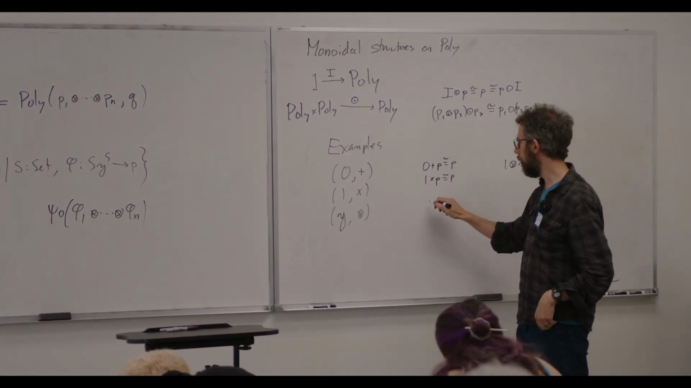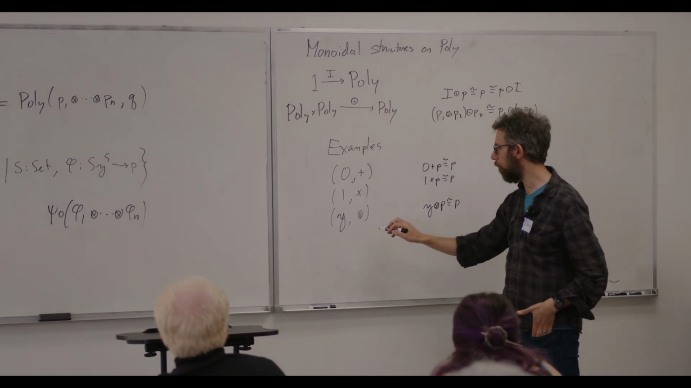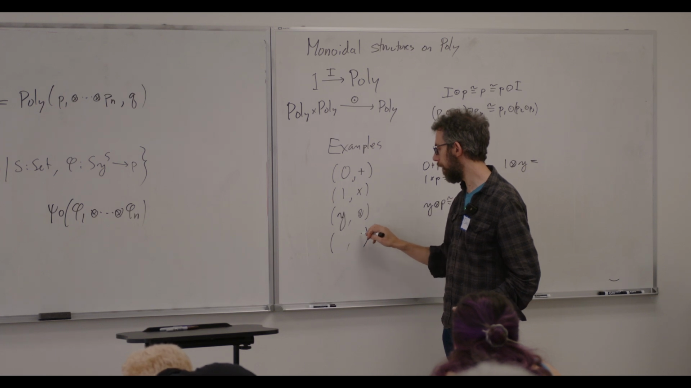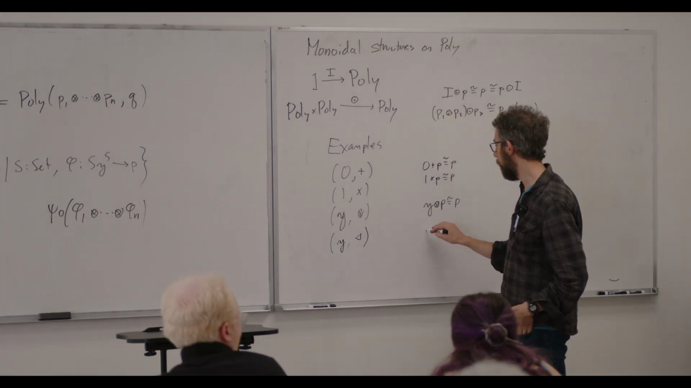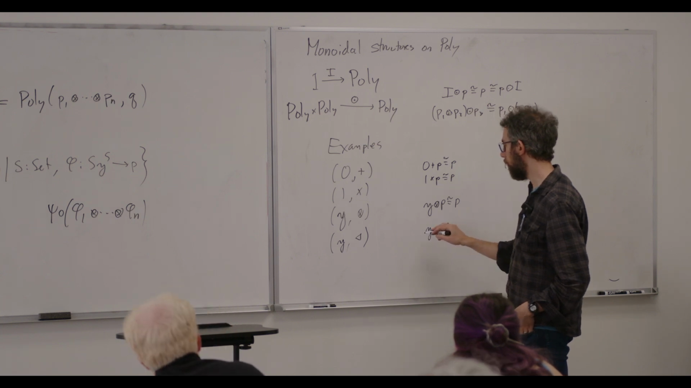Composition. What is this one? Oh, y tensor p is p. Okay, what was this next one? Composition product. We haven't gotten to that yet, so maybe we should. And this one is not symmetric.